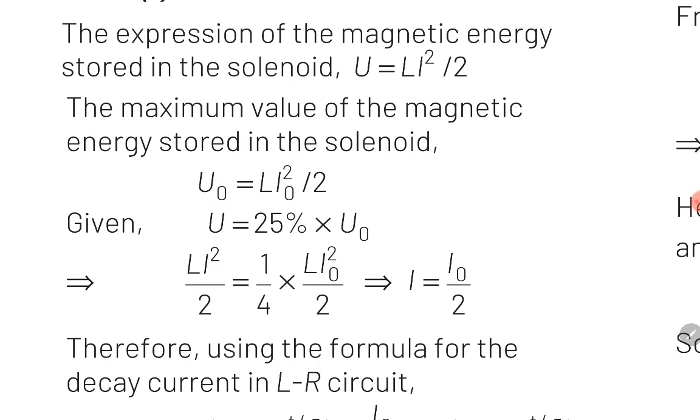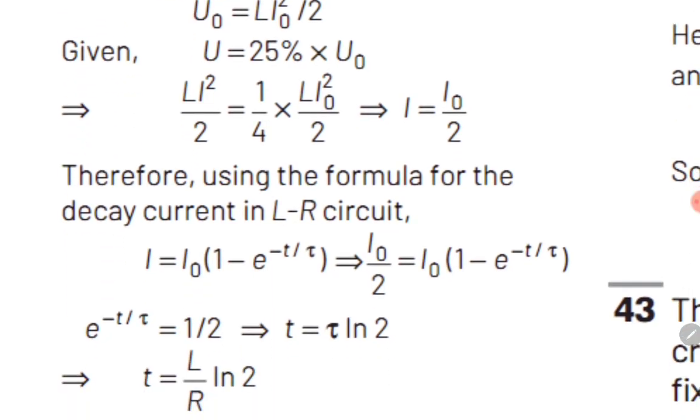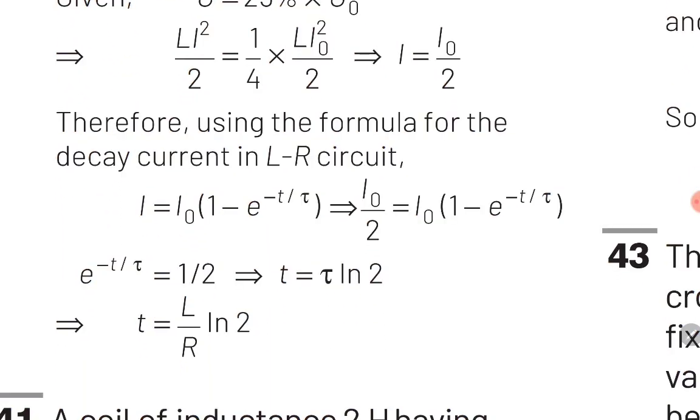Now guys, taking square root on both sides we will obtain the equation as current I is equal to maximum current I naught divided by 2. Guys, once we obtain this relation, we'll use the formula of growth of current in an inductor. This formula is I is equal to I naught into inside the bracket 1 minus e raised to minus t by tau. Guys, in this equation, we will substitute I is equal to I naught by 2. And guys, by doing this, we'll obtain the answer as t is equal to tau into ln of 2.